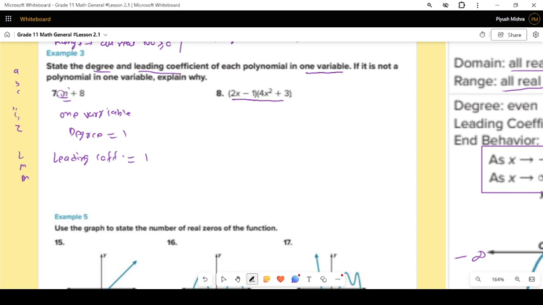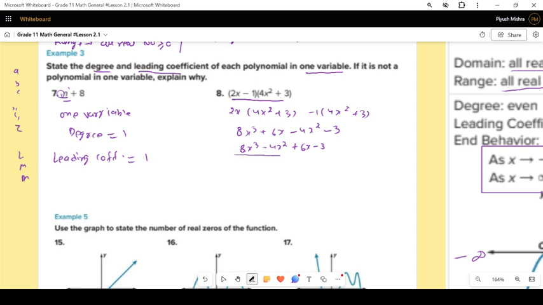Okay, this one I am going to do. If it is not expanded, you have to first expand this one. So I'm going to expand. So 2x will be multiplied by 4x square plus 3, and then minus 1 will be multiplied by 4x square plus 3. Further solve it. It will give you 8x cube plus 6x minus 4x square and minus 3. Okay, rearrange this one in the decreasing order of degree. So I can write 8x cube minus 4x square plus 6x minus 3.